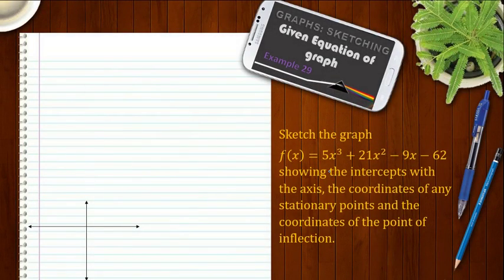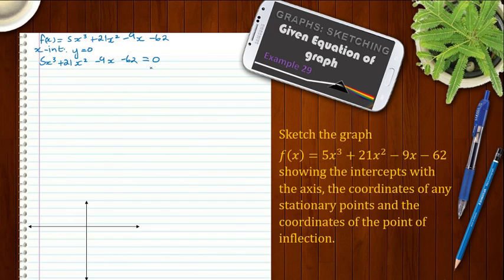Right, so sketch the following graph. So in this example, we have f(x) equals 5x cubed plus 21x squared minus 9x minus 62. And we have to show the intercepts with the axes, the coordinates of any stationary points, and the coordinates of the point of inflection. So the first thing we need to do is find the x-intercept, and to do that we need to put y equal to 0. So we have 5x to the power 3 plus 21x squared minus 9x minus 62 equal to 0.